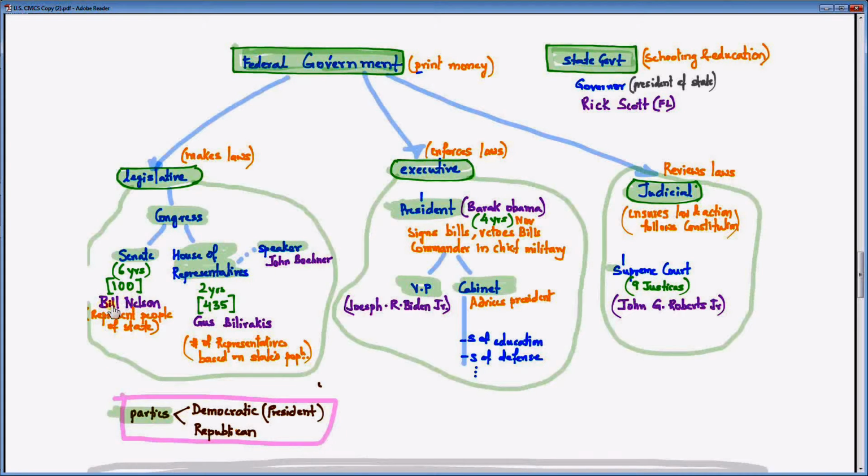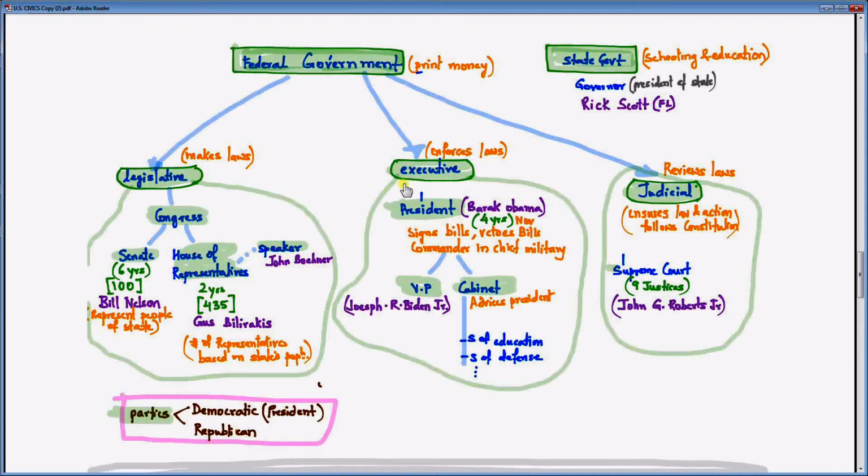Bill Nelson is the senator for Florida, and he represents the people of the state. House of Representatives vary based on the population of the state. So in all we have 435 House of Representatives, and the number from each state would be more or less based on the state's population. We have the Speaker of the House as John Boehner today.